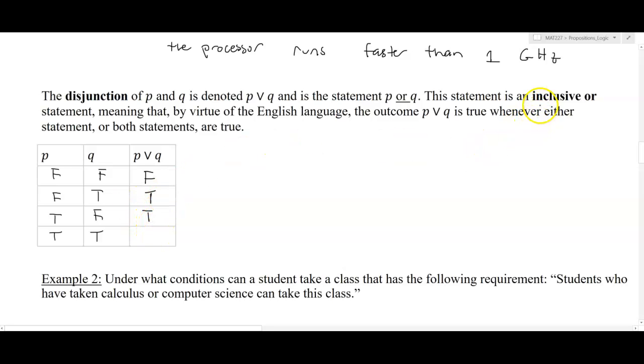And also, this is an inclusive or statement, meaning that if I've done both of those things, you would still call me a truth teller. So it's kind of like an and statement. It's true when both are true, but it's also true when just one or the other is true.